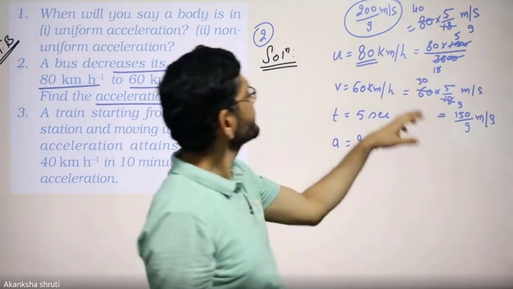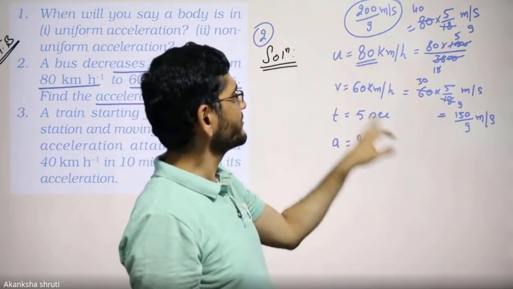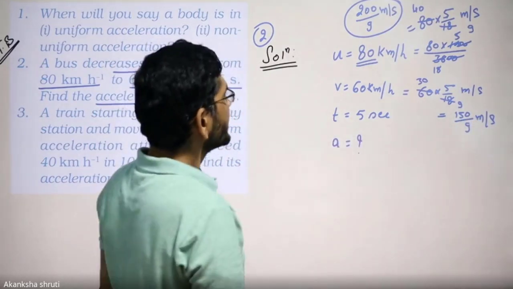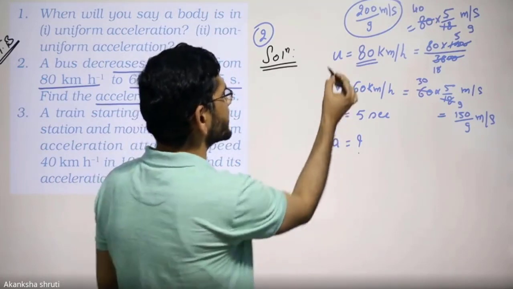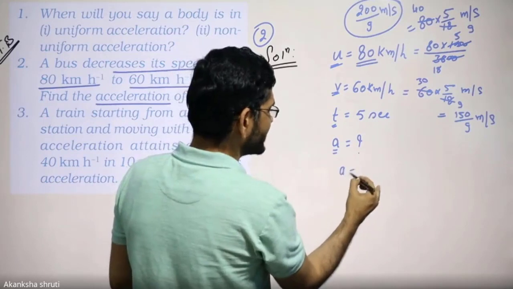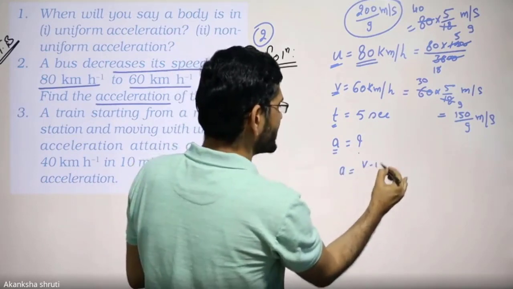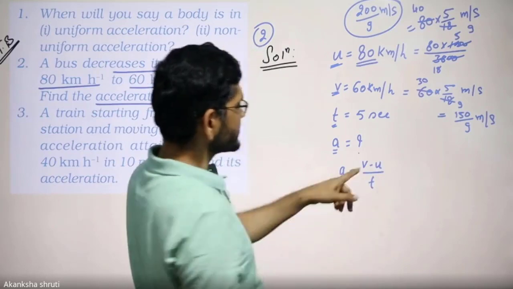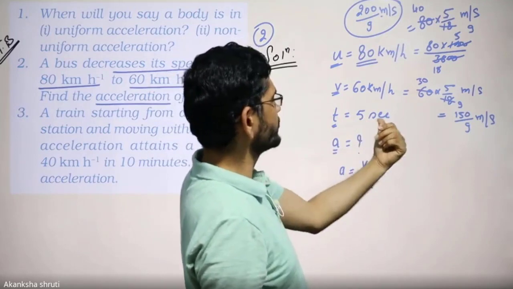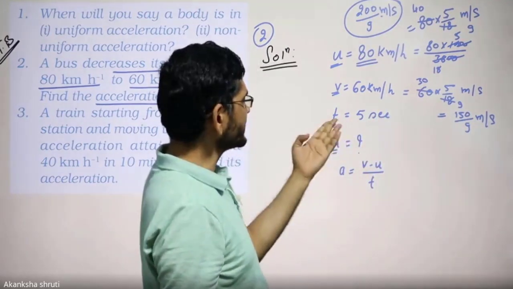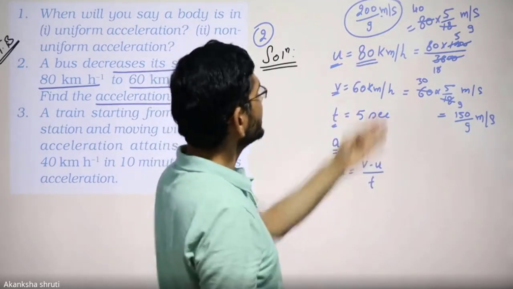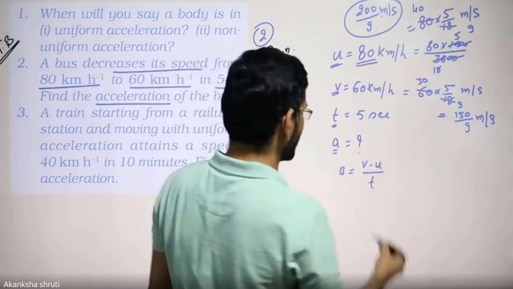So this way, I have obtained u and v in terms of meter per second because the time is in seconds. Now search for the formula which is correlating u, v and t. And this acceleration a is given by v minus u by t. Substitute, but while substituting, keep in mind we shall use meter per second because the time we are going to use is in seconds. There is another way of converting this time into hours, then we can use this 80 and 60. Let us first use the unit of meter per second.